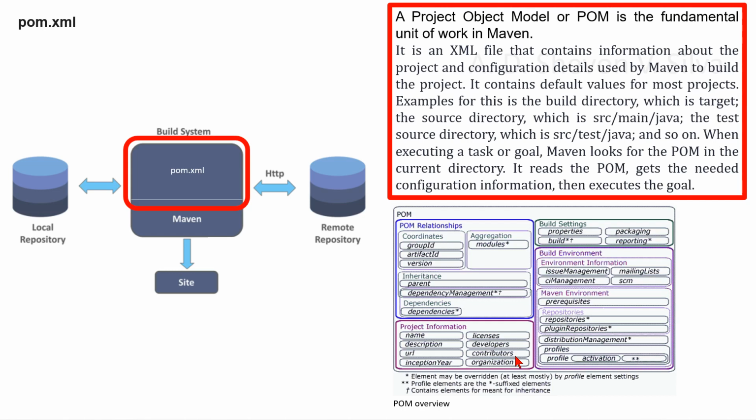In the environment settings, the issue management defines the defect tracking system used: Bugzilla, TestTrack, ClearQuest, etc. Although there is nothing stopping a plugin from using this information for something, it's primarily used for generating project documentation.